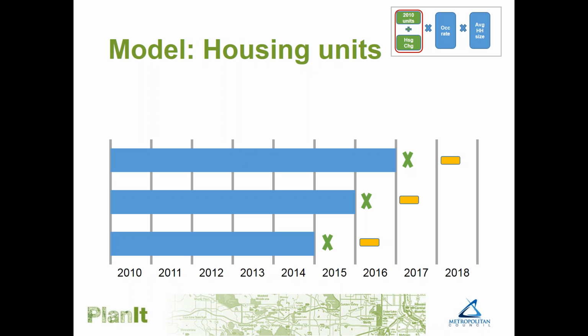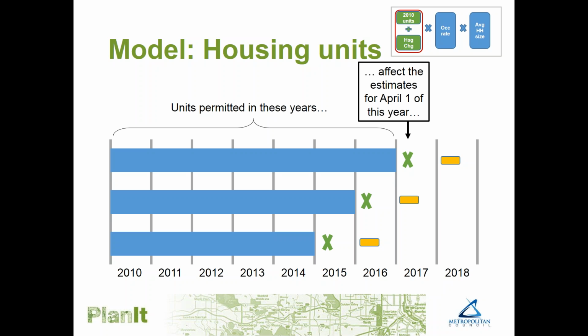So in sum, units permitted in these years affect the estimates for April 1st of this year, which are developed the following year. And I mention this because it tends to cause a lot of confusion. We recently surveyed communities about their permits issued in 2016, but those permits won't count toward any estimates until next year's estimate for April 1st of 2017. So this is something to remember if you're reviewing estimates this year.